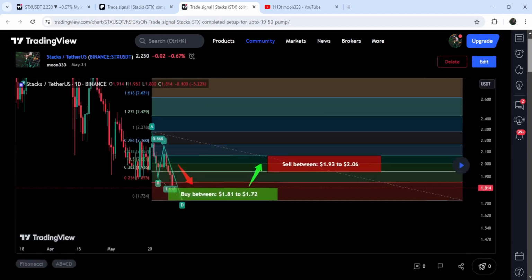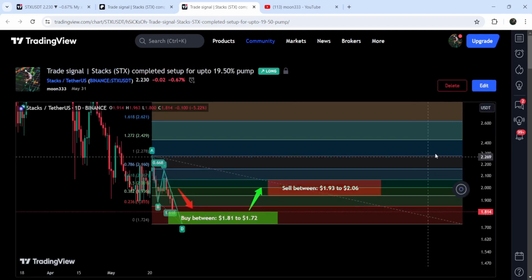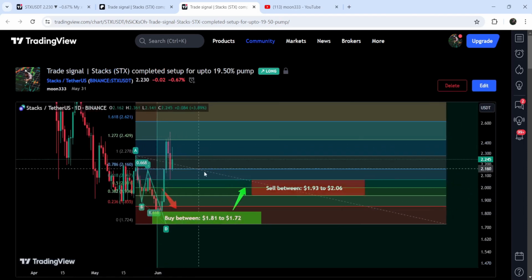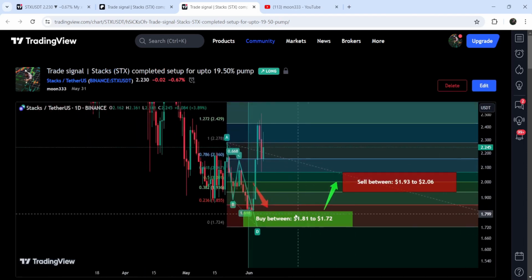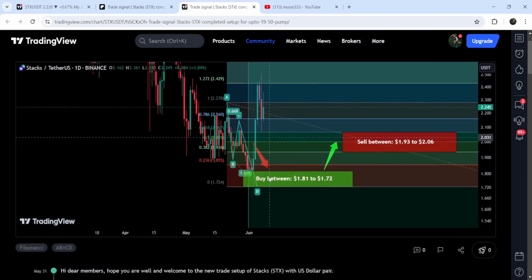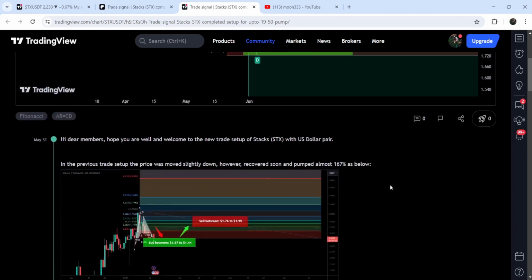Now, if I play this chart, then you can see that the price line started a very nice reversal, very powerful pump from this buying zone and rallied beyond the sell target zone. And this was almost 40% pump only on this daily time frame chart.